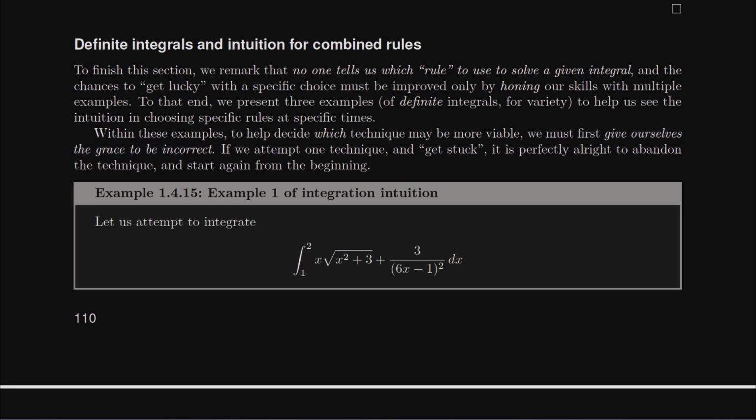So let's look at this first integral that we'd like to define. It is a definite integral, right? I've got those bounds from 1 to 2, and then I have x times the root of x squared plus 3, plus 3 over (6x minus 1) squared. Now, every time we have something like a plus, there's clearly 2 terms here in my integral, and this is why linearity of integration is important. It says that I can integrate these individually. And in fact, I should try to integrate these individually.